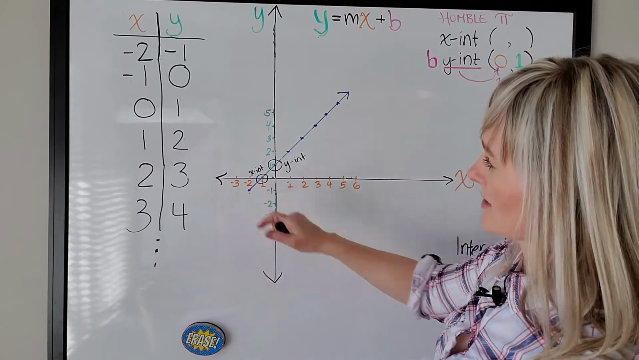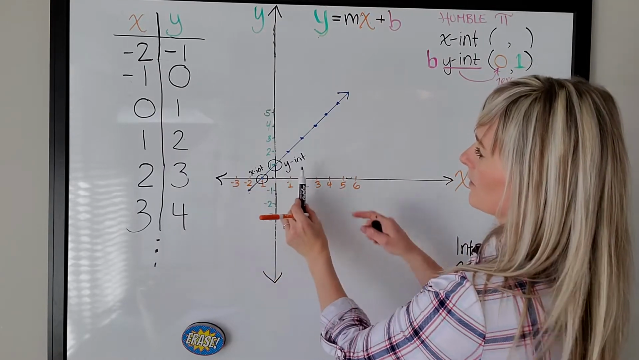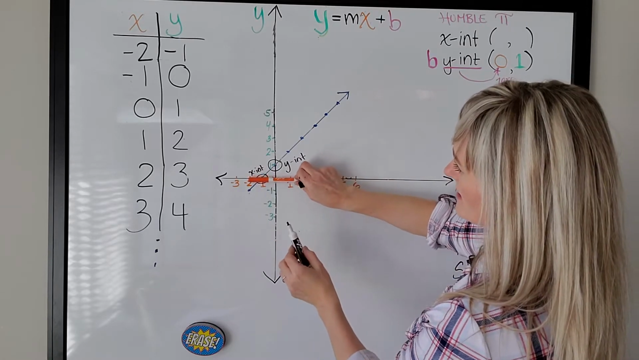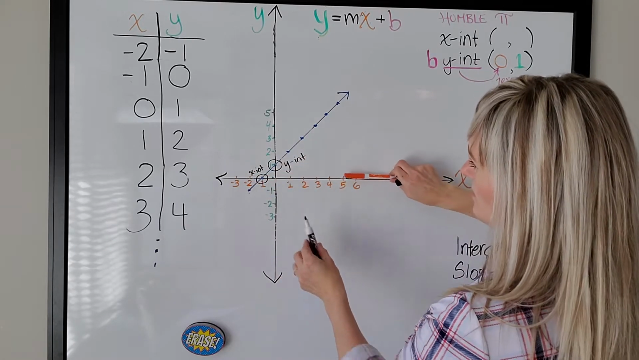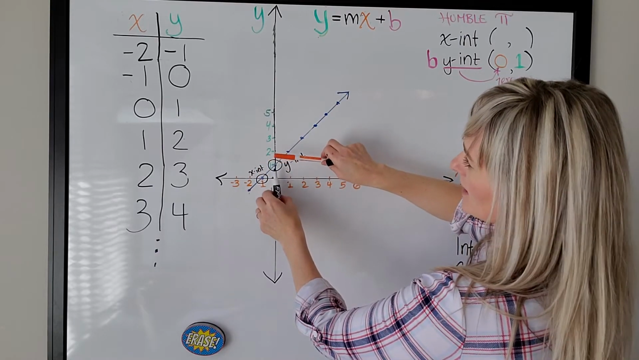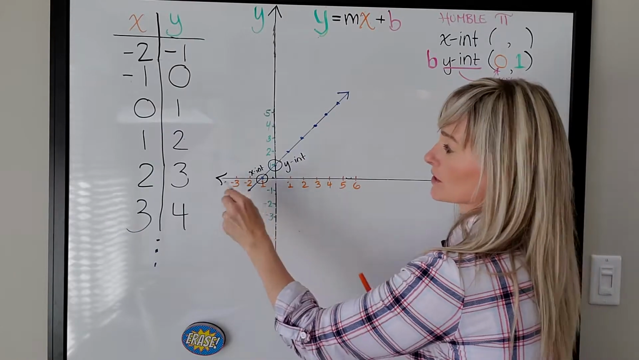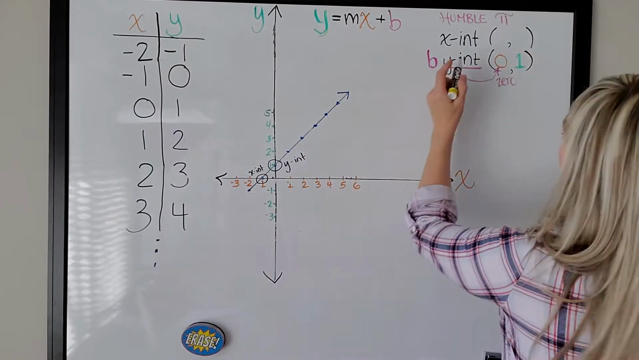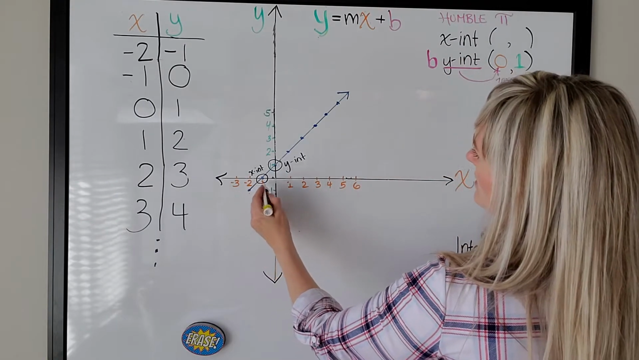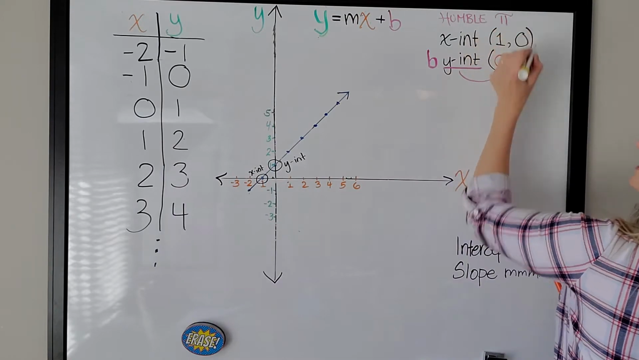So our x-intercept can be anywhere here. Well, what is y always going to be? This is the x-axis, and x can be any of these values, but y is always going to be 0. You're not going up or down on the y-axis when you have your x-intercept. It's actually on the x-axis. So your x-intercept in this case is when x is 1 and y is 0.